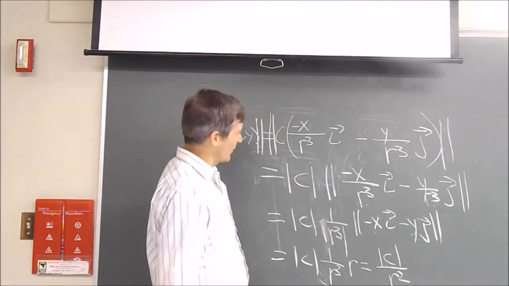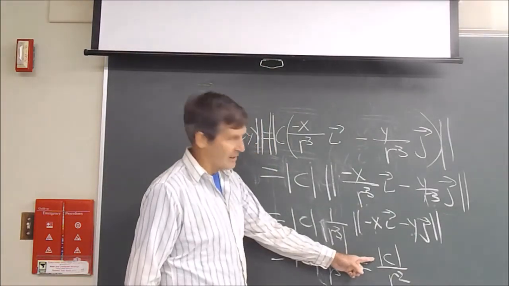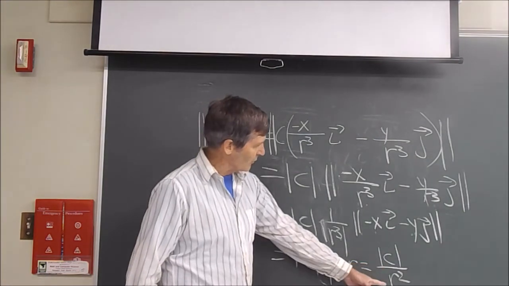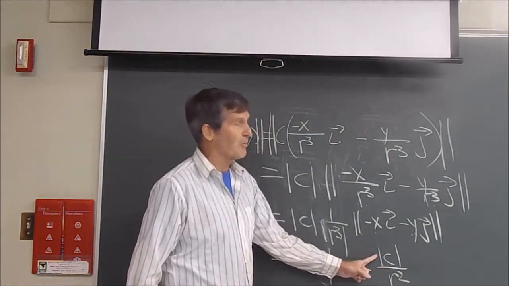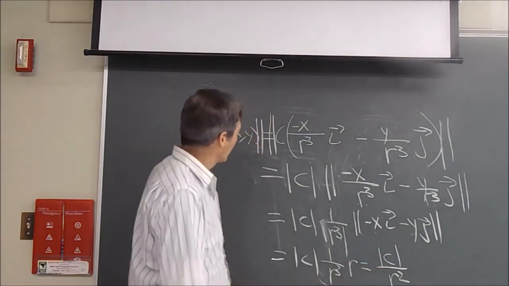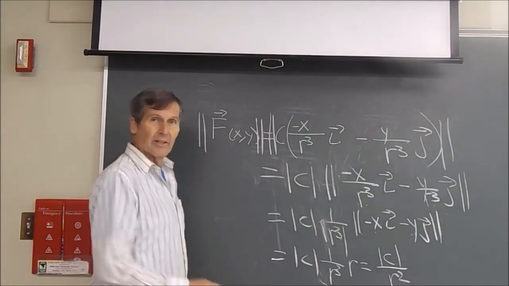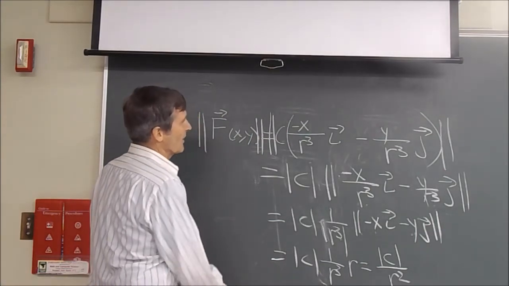The magnitude of the force field is proportional to, that is a constant times, 1 over r squared. We say it's inversely proportional to the square of the distance you are from the origin. It's an inverse square law. So when you see that in the text, you know what it is.